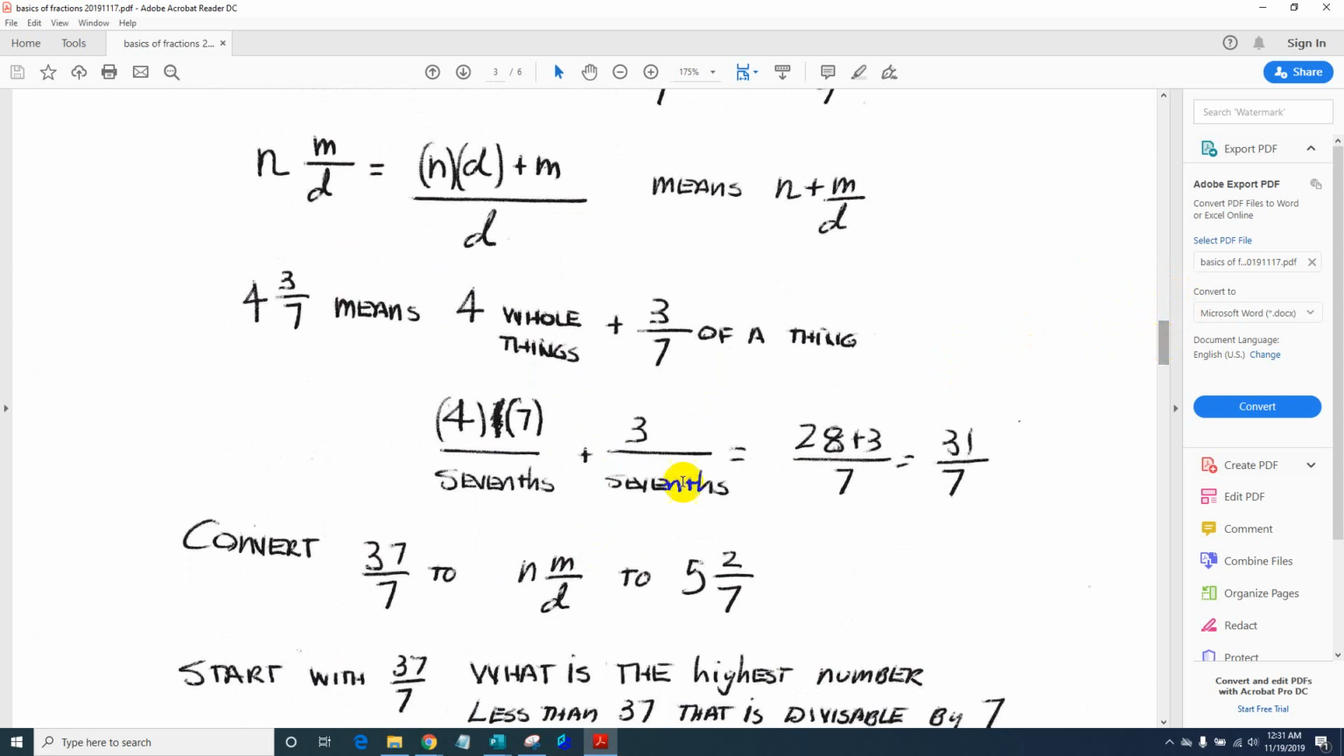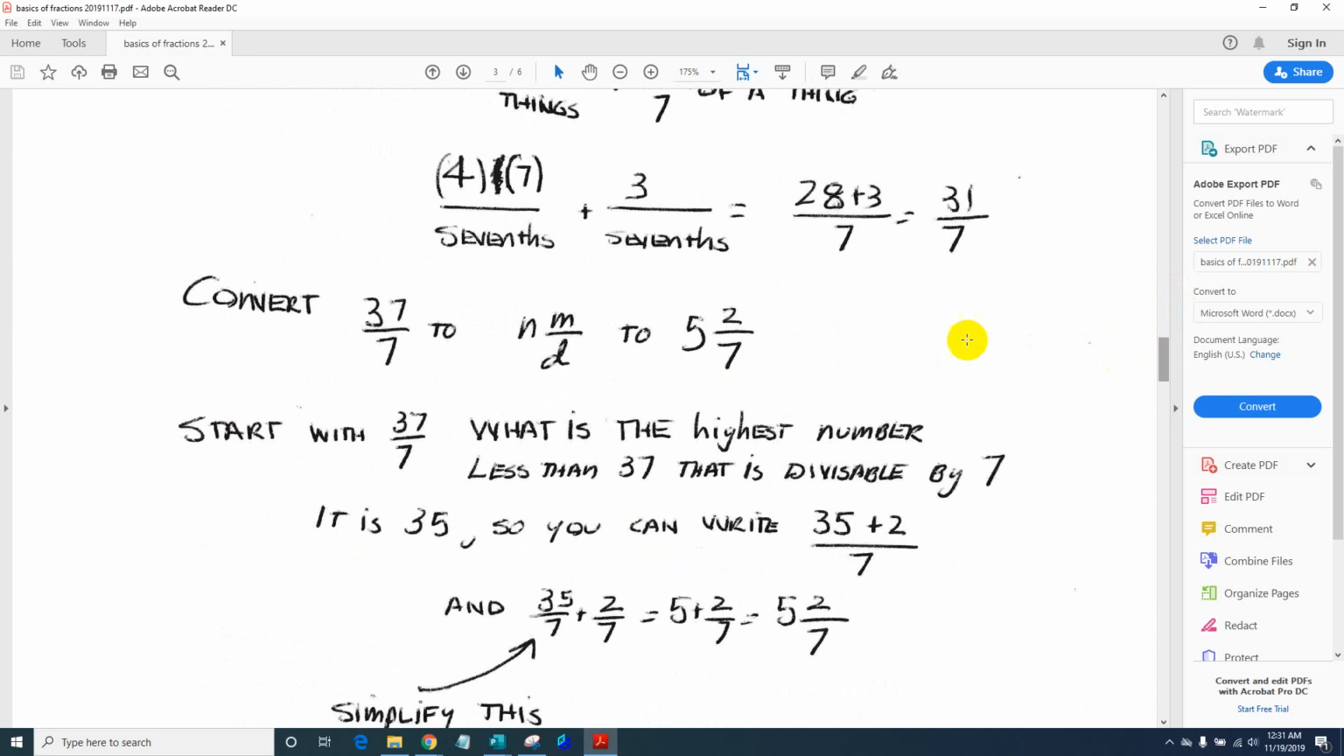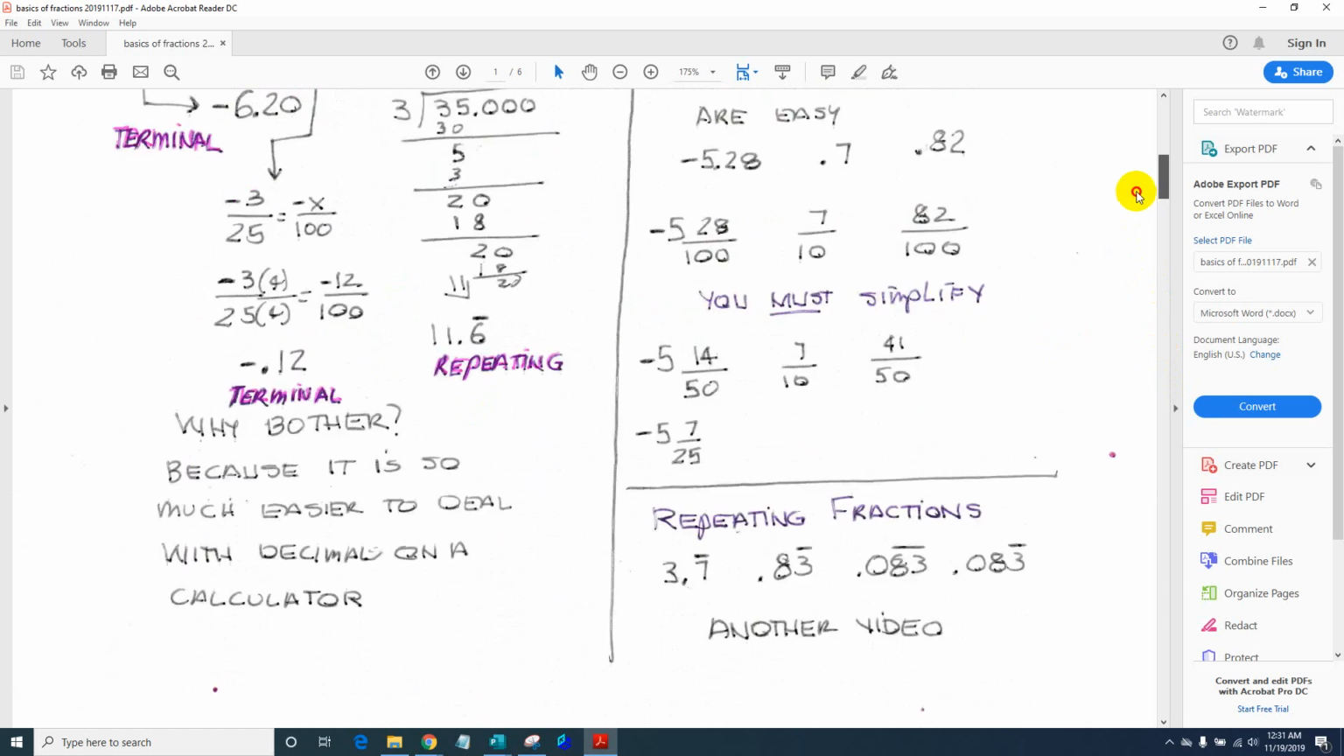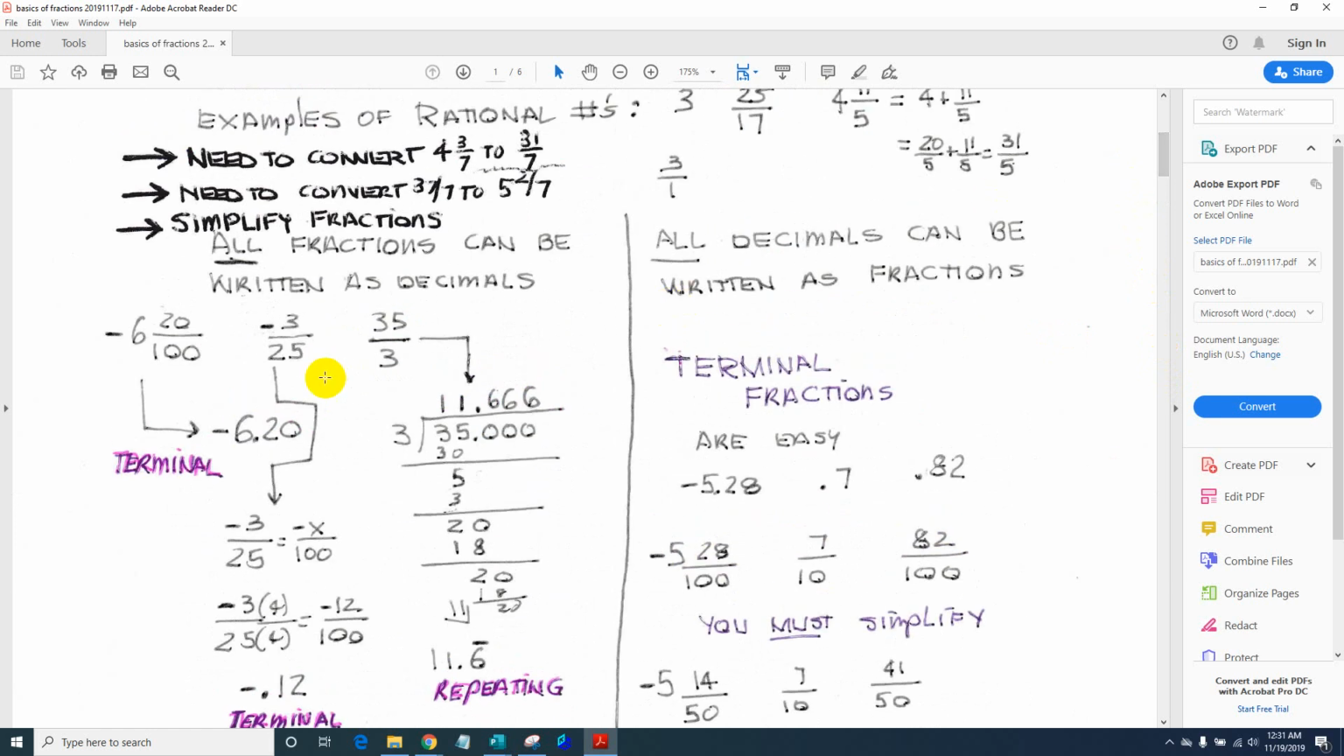And you have to go the other way. You have to know how to convert an improper fraction to a mixed number by figuring out what the next lowest multiple is below the numerator, right? So in this case it's 35. 35 divided by 7 is 5. That's 2 left over.